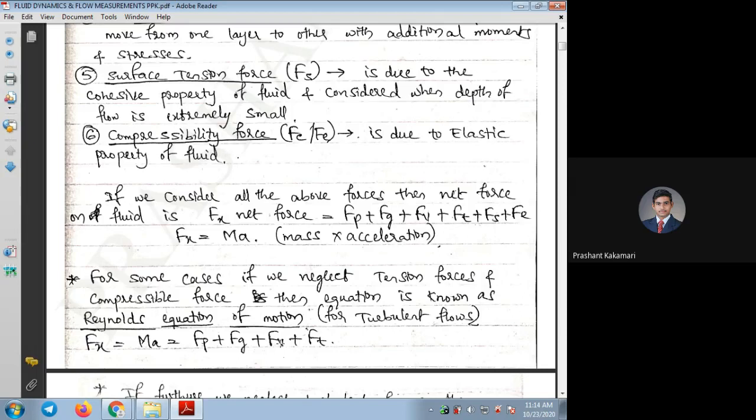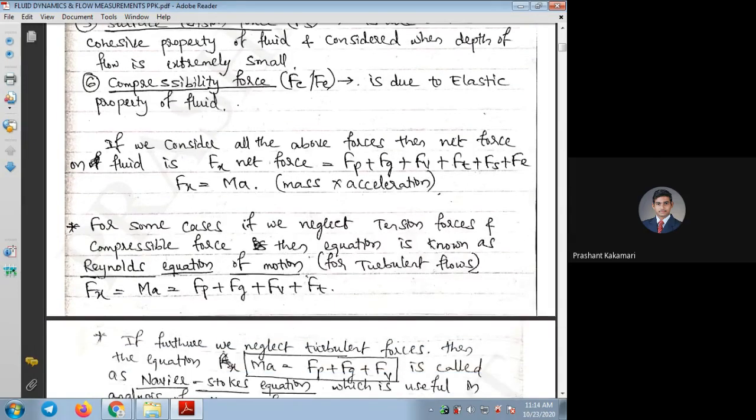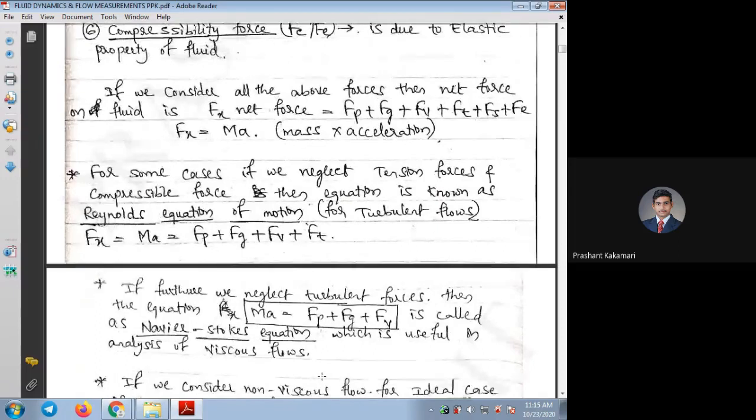Next, again, we are going to neglect turbulency and other forces. So further, if you neglect the turbulent force, then what will be left now? The force generated in the liquid, that is m into a, can be equated to pressure force, gravitational force, and viscous force. So this type of equation, where we have neglected turbulency, the surface tension, and also the compressibility force, if you neglect all those three and consider only the first three terms of force, then that equation is called Navier-Stokes equation.